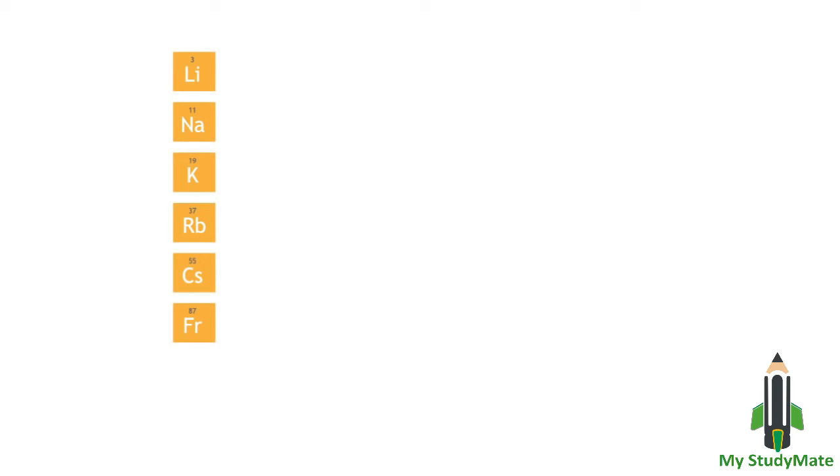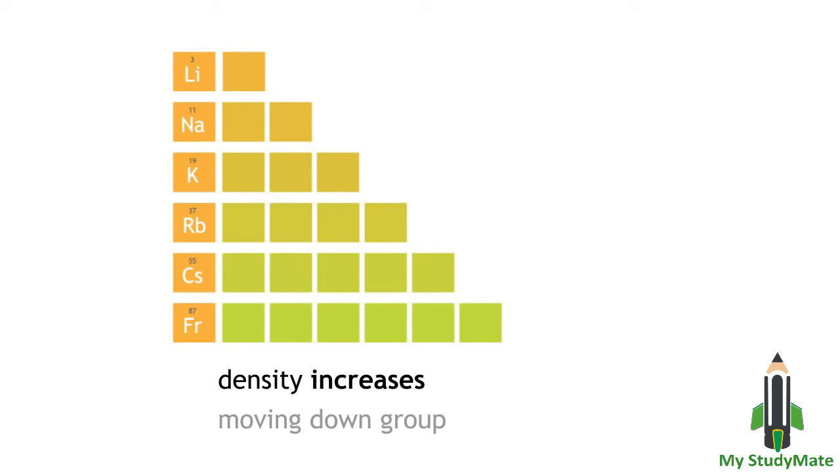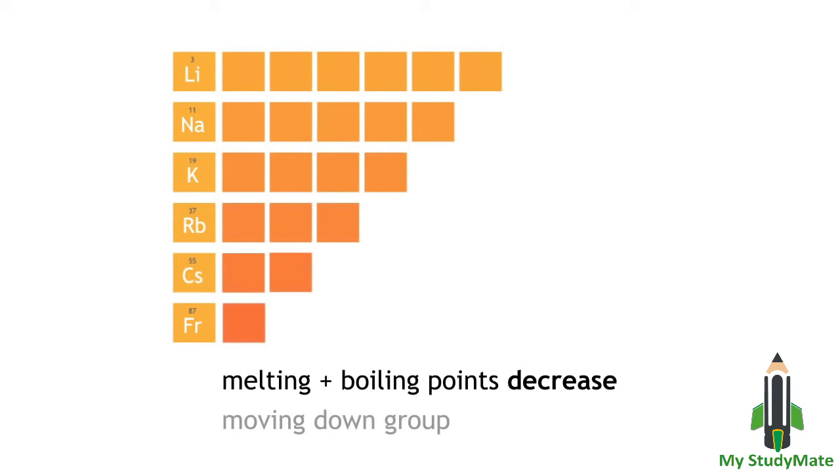There are also other observed trends moving down the group. Their density increases, and their melting points and their boiling points decrease.